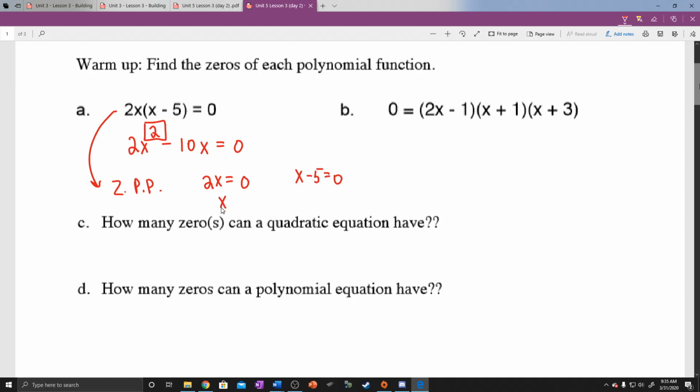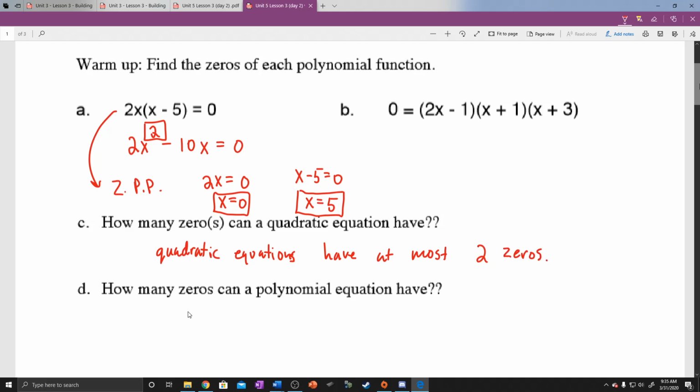So here, you divide by 2, you'll get x equals 0. Here you add 5 to both sides, you get x equals 5. Notice there are two solutions, and the quadratic function, which is a polynomial with second degree, has that highest degree term, which is 2. So we're going to say that quadratic equations have at most 2 zeros.